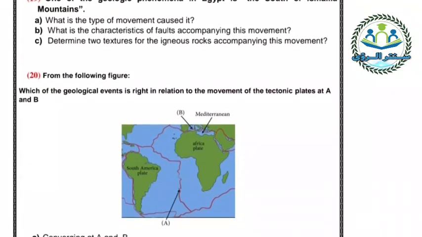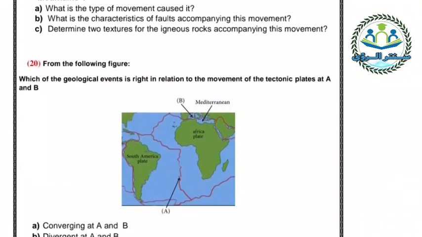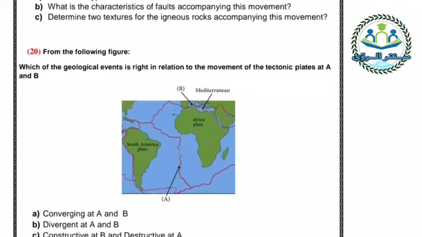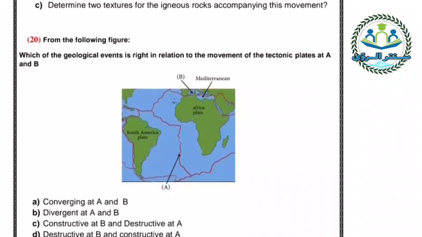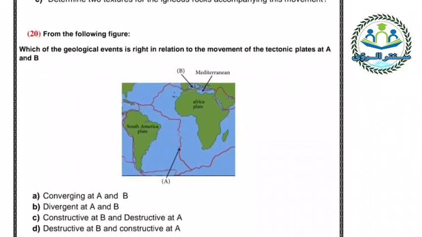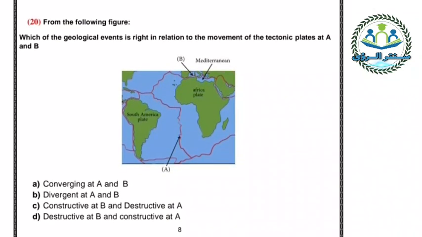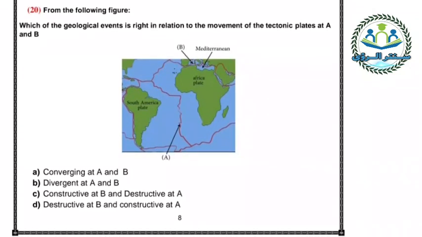20. From the following figure, which of the geological events is right in relation to the movement of the tectonic plates at A and B? A. Converging at A and B. B. Divergent at A and B. C. Constructive at B and destructive at A. D. Destructive at B and constructive at A.